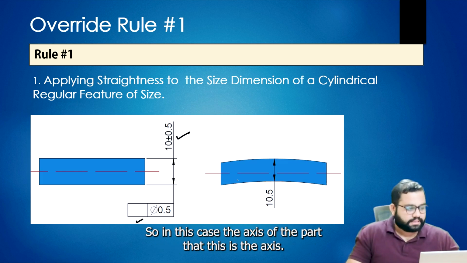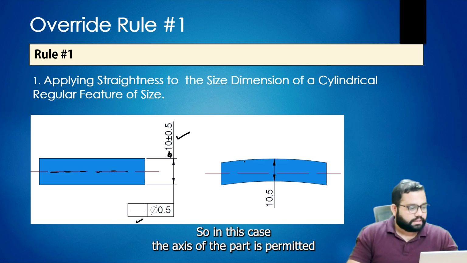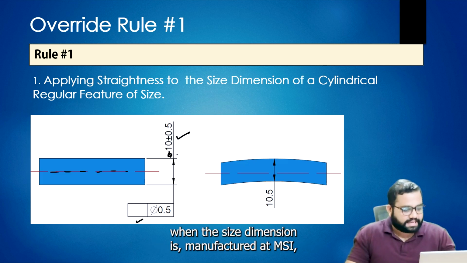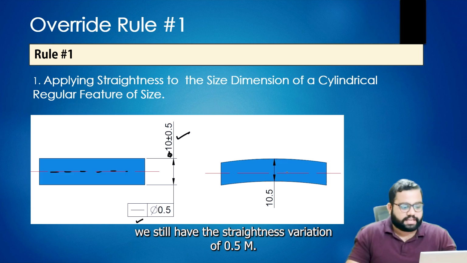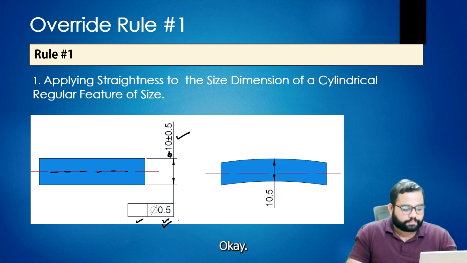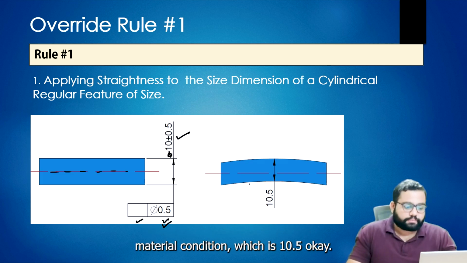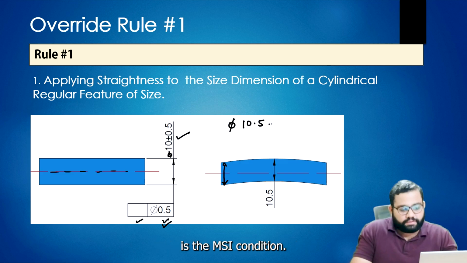Okay, so in this case, the axis of the part, this is the axis, you can see this axis, this is the dia. The axis of the part is permitted to have the straightness variation when the size dimension is at MMC. When the size dimension is manufactured at MMC, we still have the straightness variation of 0.5 mm. So when the part is manufactured at a maximum material condition, which is 10.5, in this case 10.5 is the MMC condition.